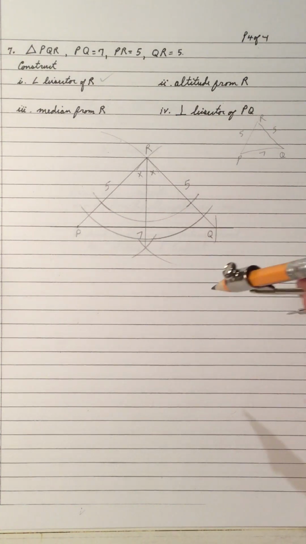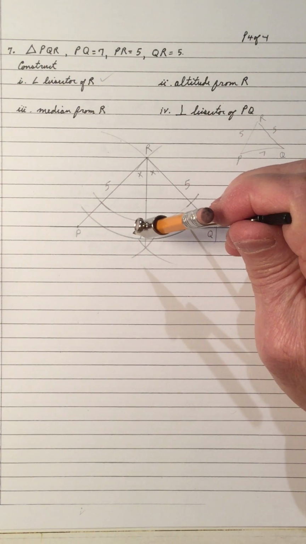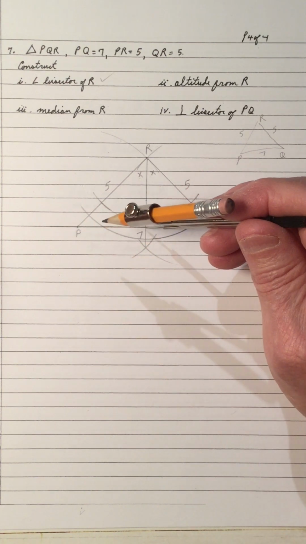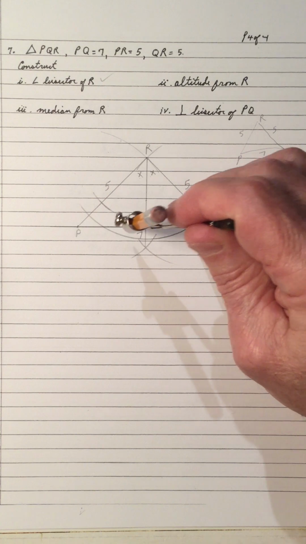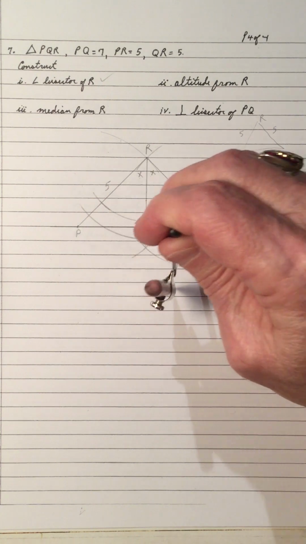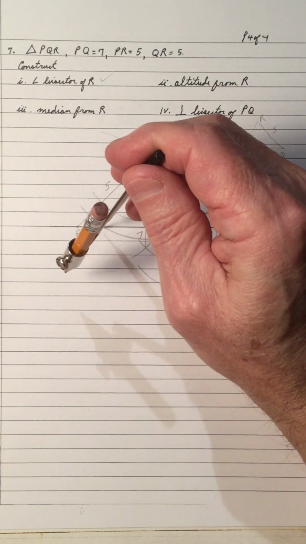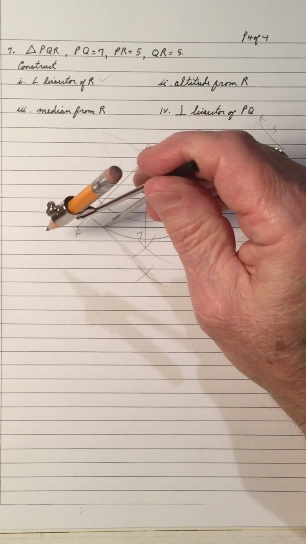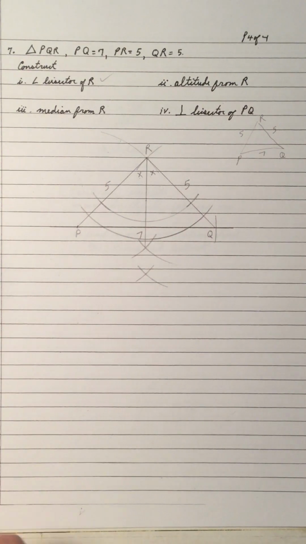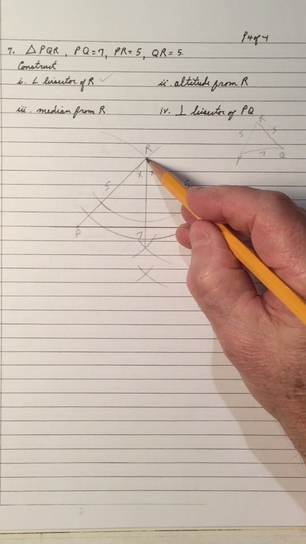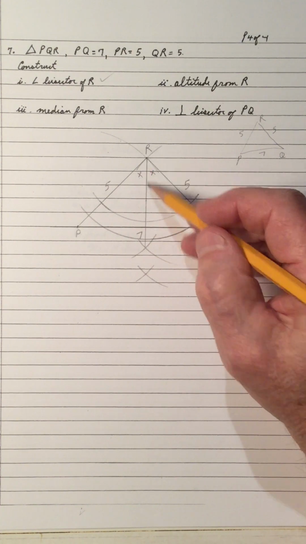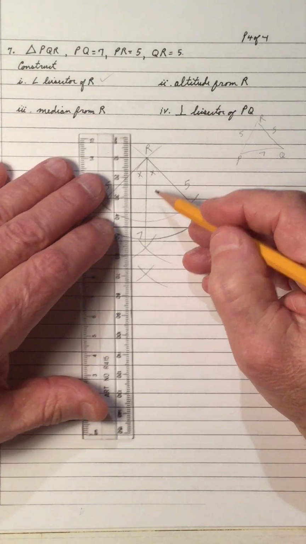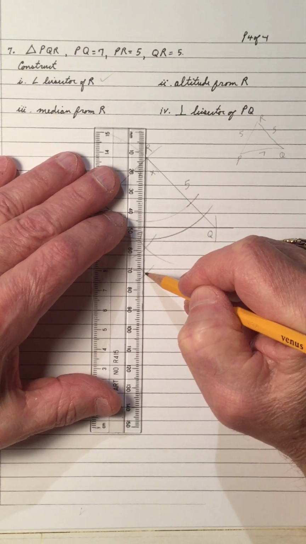My radius has to be more than half of the segment from here to here. If I have less than half, the arcs won't intersect. So I go here, and I go here. I'm doing the perpendicular from a point, drawing an altitude from here to here. I cut these arcs, and they're intersecting here. So there's this one to R.